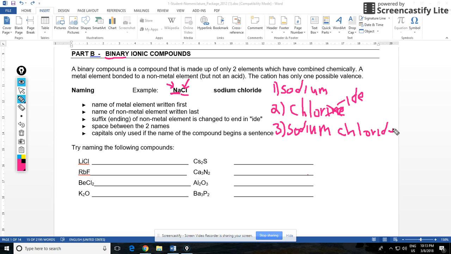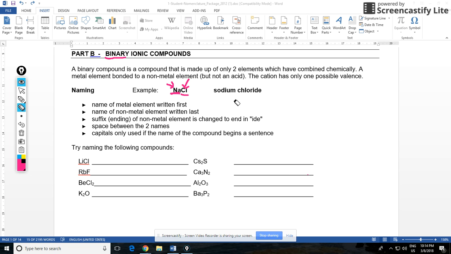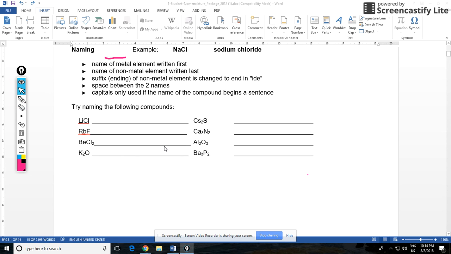These steps apply to all the binary ionic compounds that you'll see that contain monovalent elements, and you'll understand what that means when we get to the next few parts. We'll do a few more examples together to make sure you understand the rule. Basically, just name the metal, name the non-metal, change the ending of the non-metal.